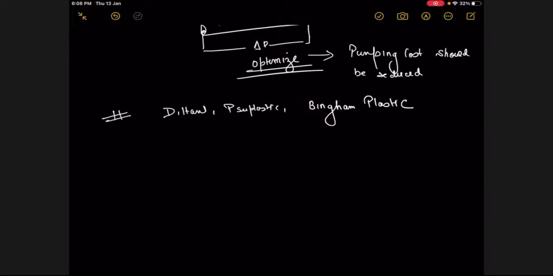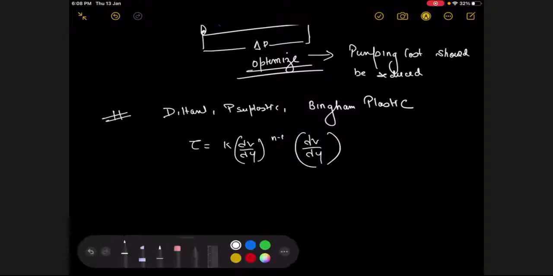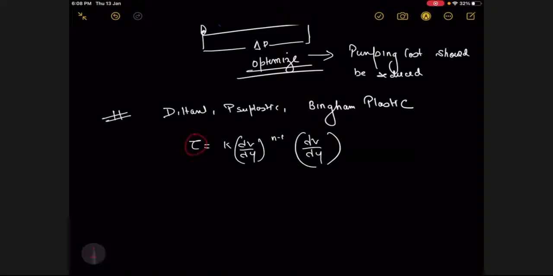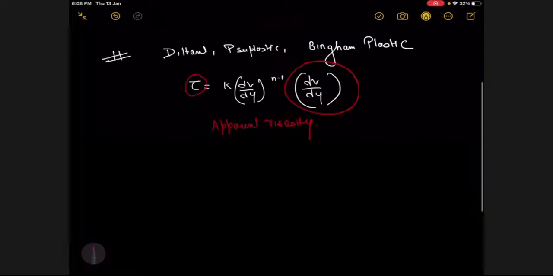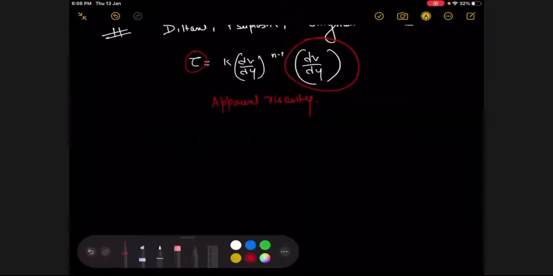So how the question can be asked from here: the generalized equation is tau equals k (dv by dy) to the power n minus 1 times dv by dy. And the ratio of the shear stress and shear strain will give you apparent viscosity. Okay, so let's solve one question.